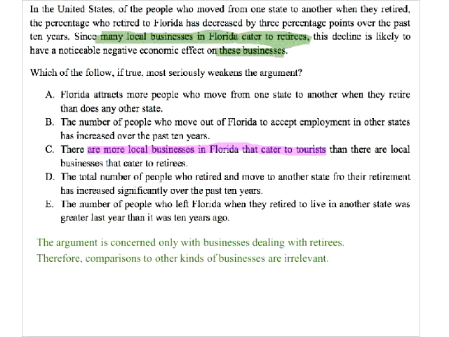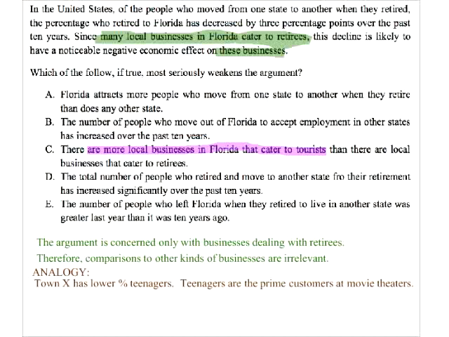As an analogy of choice C, let's say I have an argument that says town X has fewer teenagers, and teenagers are the prime customers at movie theaters. Town X has a lower percentage of teenagers now. Therefore, Town X movie theaters are going to suffer. So this has the same problem as the previous argument does.